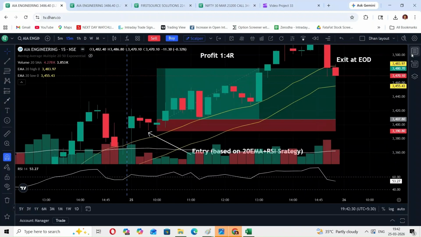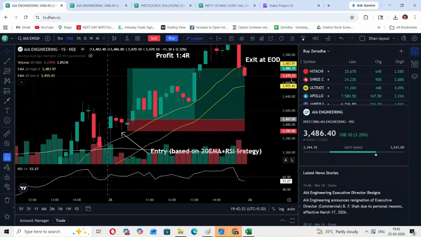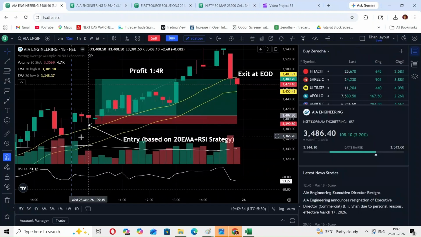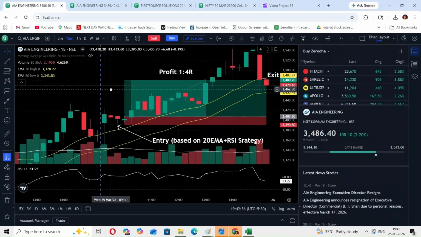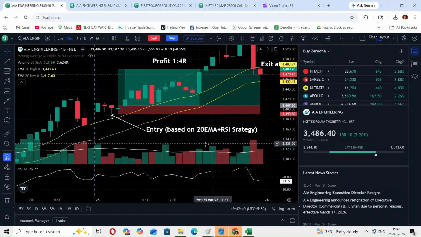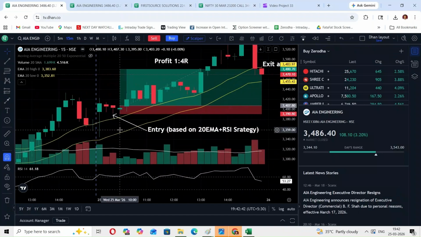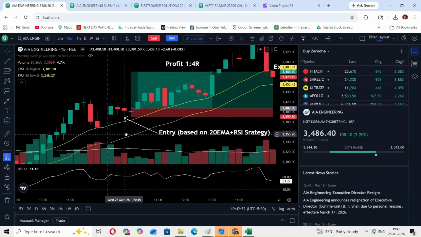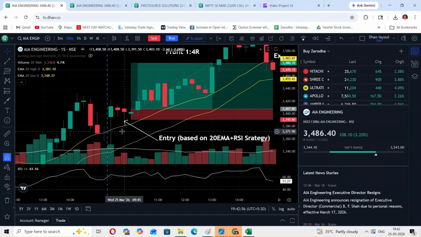So let's see some examples of those particular stocks. See, this is the perfect example here, a valid setup formed here, right? See, entry based on the 20 MA plus RSI strategy. Please watch my video on the exact strategy. You must understand it so that you will not get confused while looking at these particular setups, right? So please do watch that particular video. I will share the link in the description.